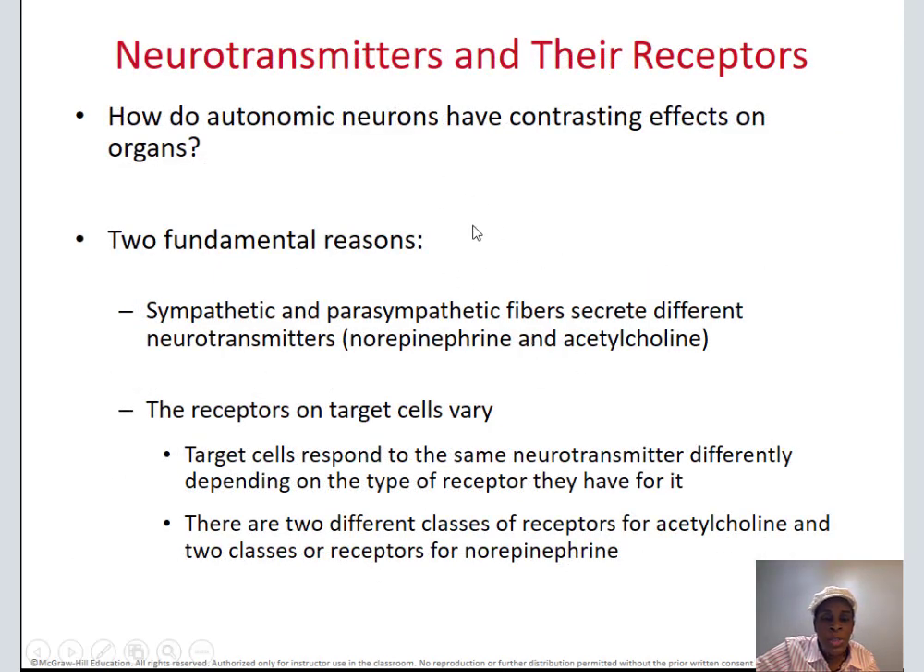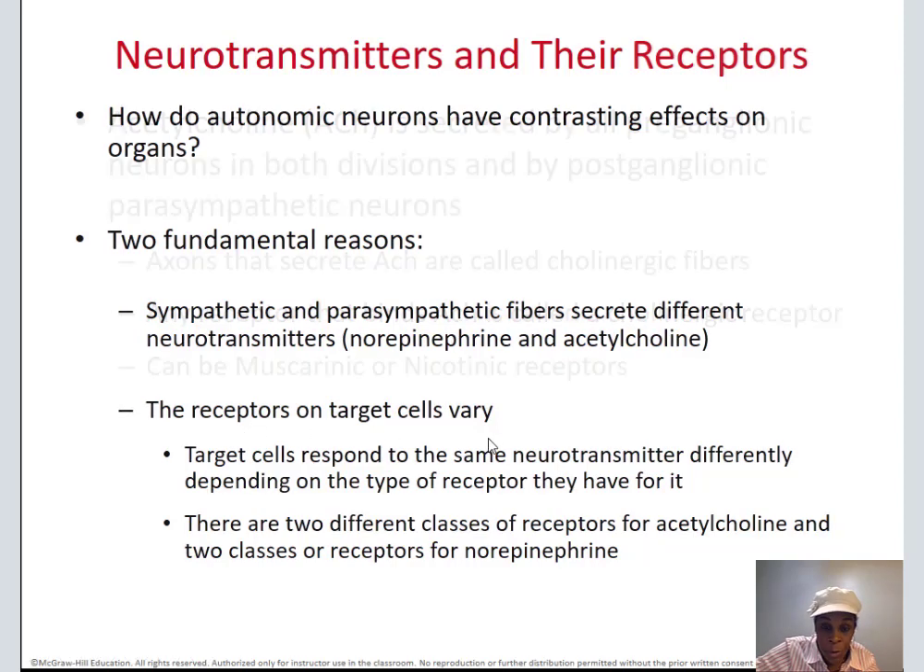Why are we talking about neurotransmitter? Just like we talk about neurotransmitter in the skeletal muscle, in the somatic nervous system, we say the neurons secrete neurotransmitter that will be released on this target neuron, the next neuron or the target organ, for them to conduct their different activity. So we have the sympathetic and parasympathetic fiber that secrete different neurotransmitter, norepinephrine and acetylcholine. So the receptors on target cell vary.